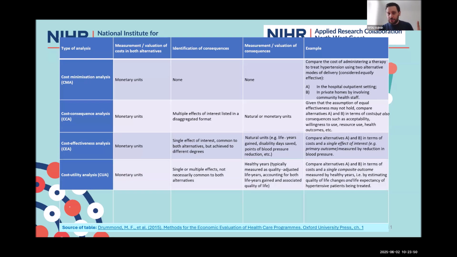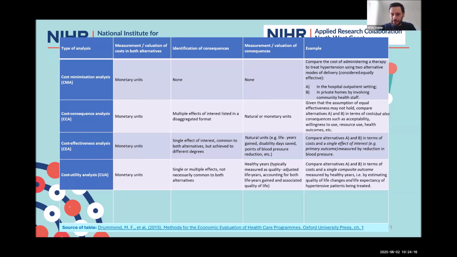In order to circumvent this variation in terms of outcomes, we could use something like the cost utility analysis. Cost utility analysis is a subtype of cost effectiveness analysis. And again, we are looking at typically a single or multiple effects, but we're looking at something called healthy years in this case. Healthy years is typically measured by the quality adjusted life years, or QALYs.